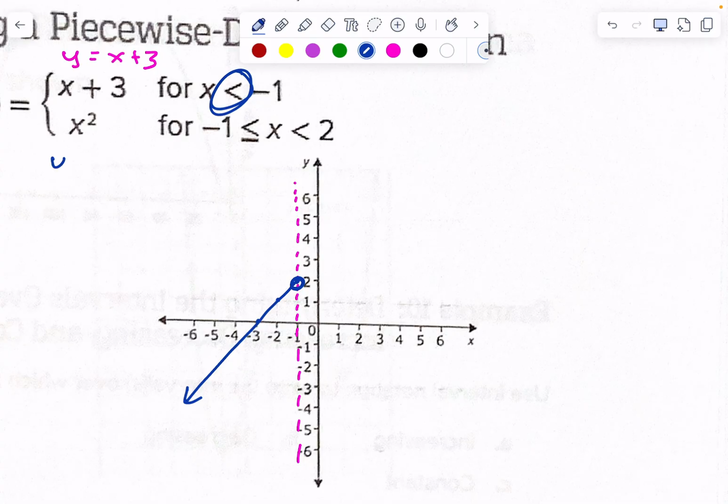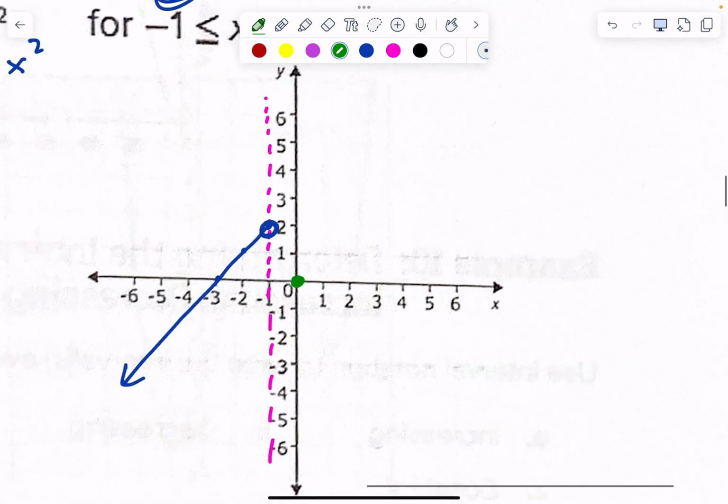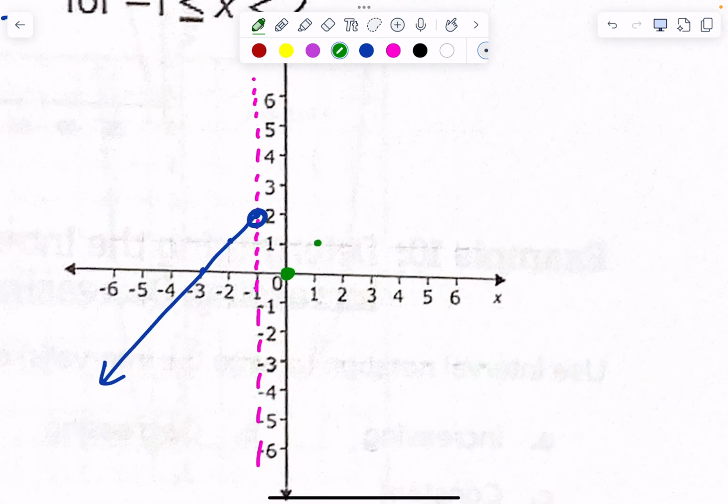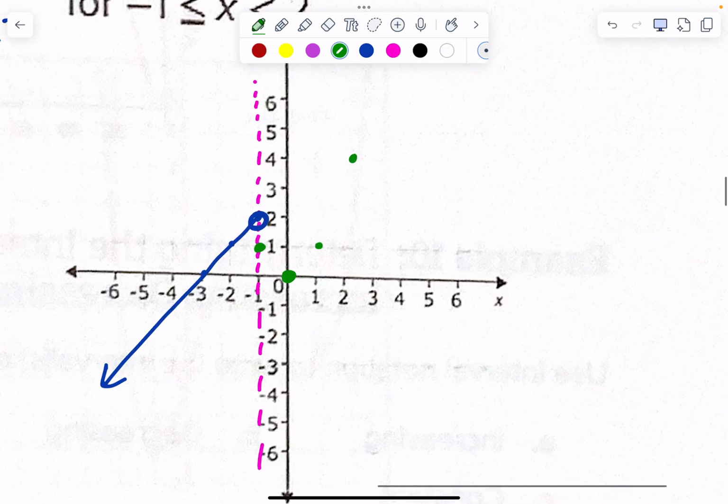Now I'm graphing y equals x squared. Y equals x squared is a parabola that's centered at 0, 0, right? Parabola starts at 0, 0. It goes over 1, up 1, right? 1 squared is 1. Same thing over here, 1 squared is 1. 2 squared would be 4. 3 squared would be all the way up at 9.